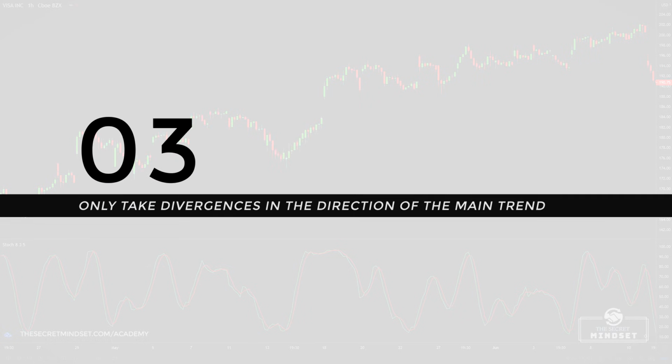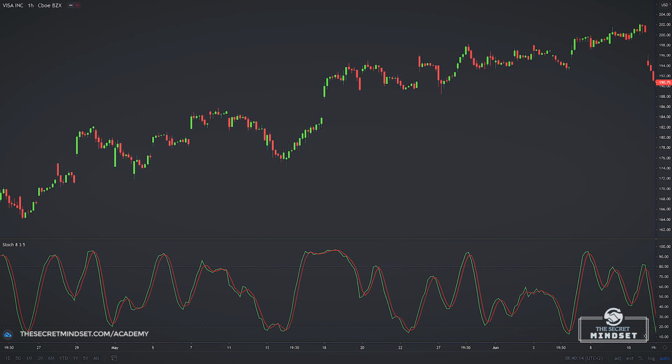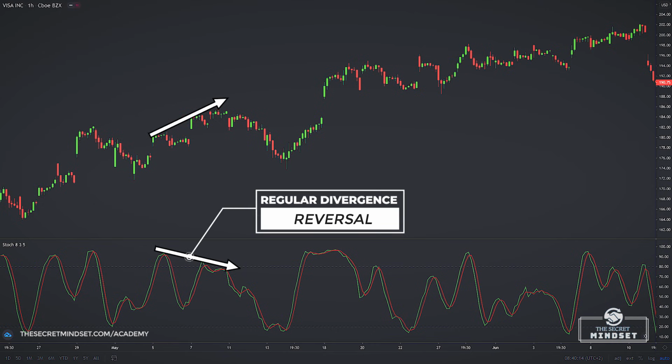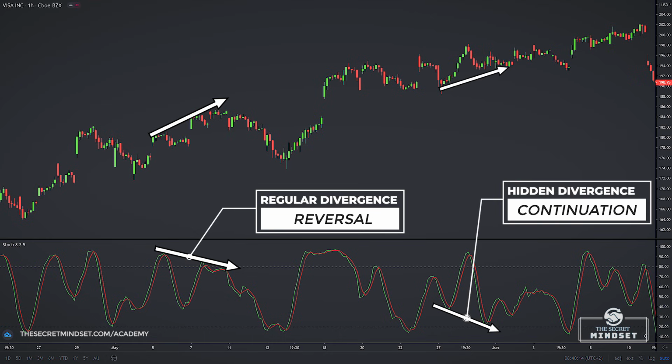Number 3. Only take divergences in the direction of the main trend. With regular divergences, the oscillators indicate momentum shift and thus pointing towards a reversal of the trend. This implies that a regular divergence warns the end of a trend is expected. Hidden divergences signal momentum coming into the main trend, suggesting a possible continuation in the main direction of the trend.